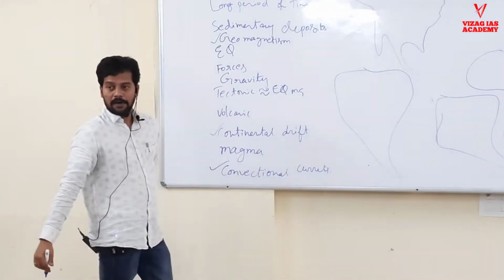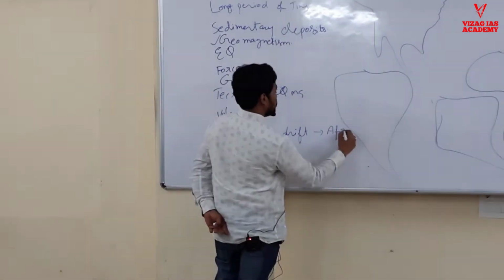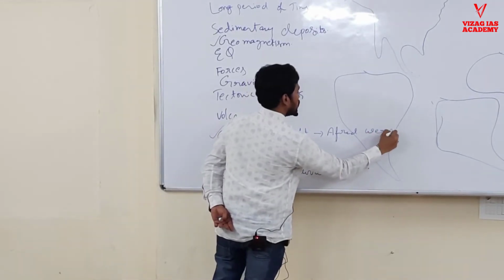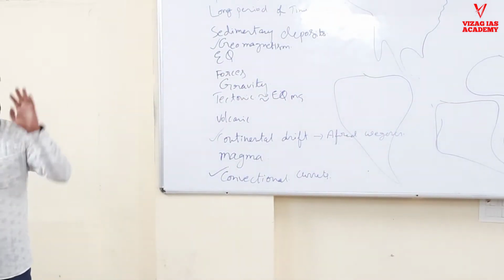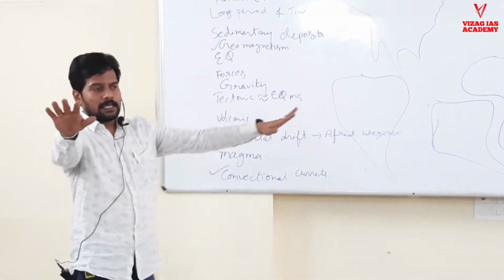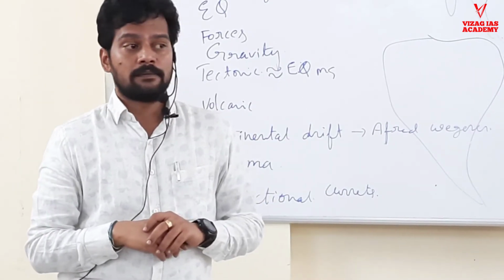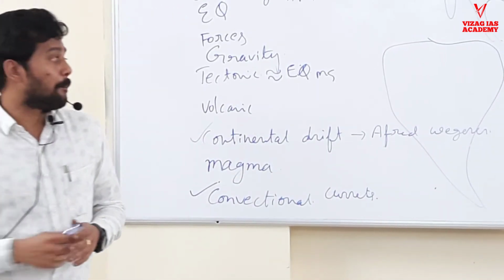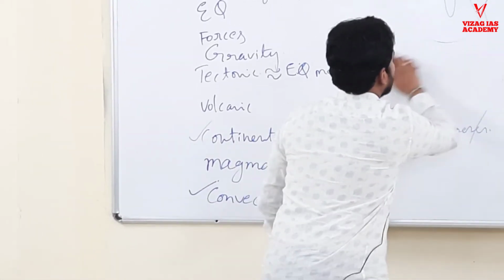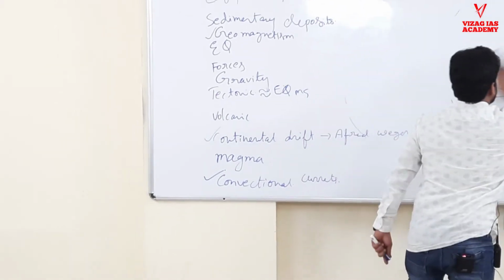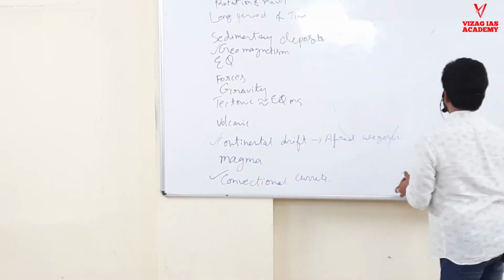Continental Drift theory was proposed by Alfred Wegener. He told that whatever the present condition of the continents, once they were together. He called that continent Pangaea. One supercontinent he called it.